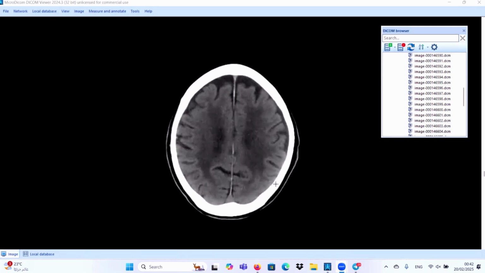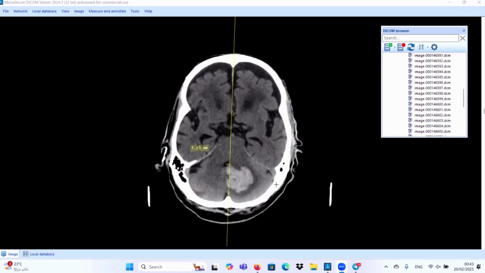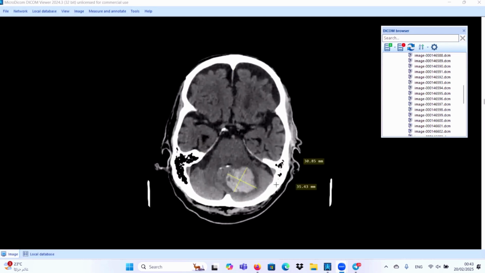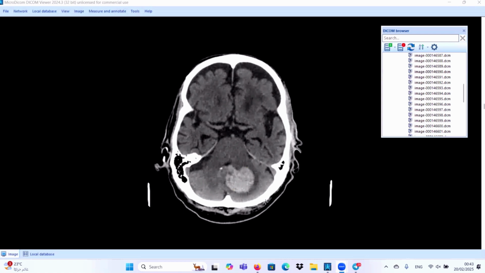We have here a CT brain for an elderly patient. As we see here, we have an irregular shape acute hematoma located at the left cerebellar hemisphere. As usual, we should identify the location and measure the dimensions, the axial dimensions and craniocaudal dimensions, and the volume as well, as we did in the previous cases. But the teaching point here is the hematoma located at the left cerebellar hemisphere.